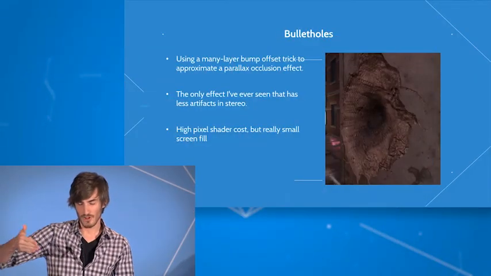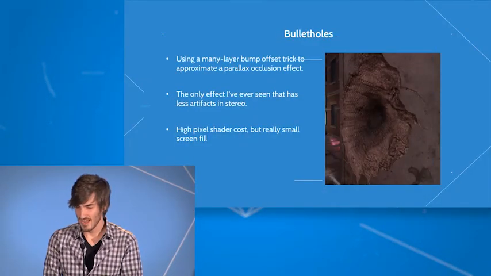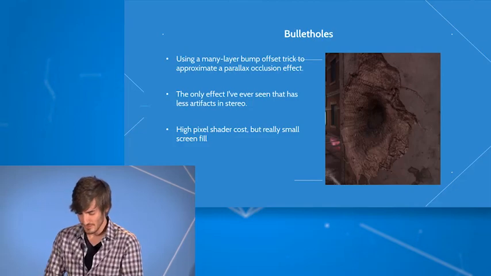Bullet holes. I stole a trick from one of our technical artists at Epic, Ryan Brooks. He made this multi-bump offset parallax trick. It may be the only effect I've ever seen that is less artifacty in stereo vision than it is in regular. It had a super high pixel shader cost, but a really small screen space, so you didn't actually pay a lot for them, which is pretty cool.